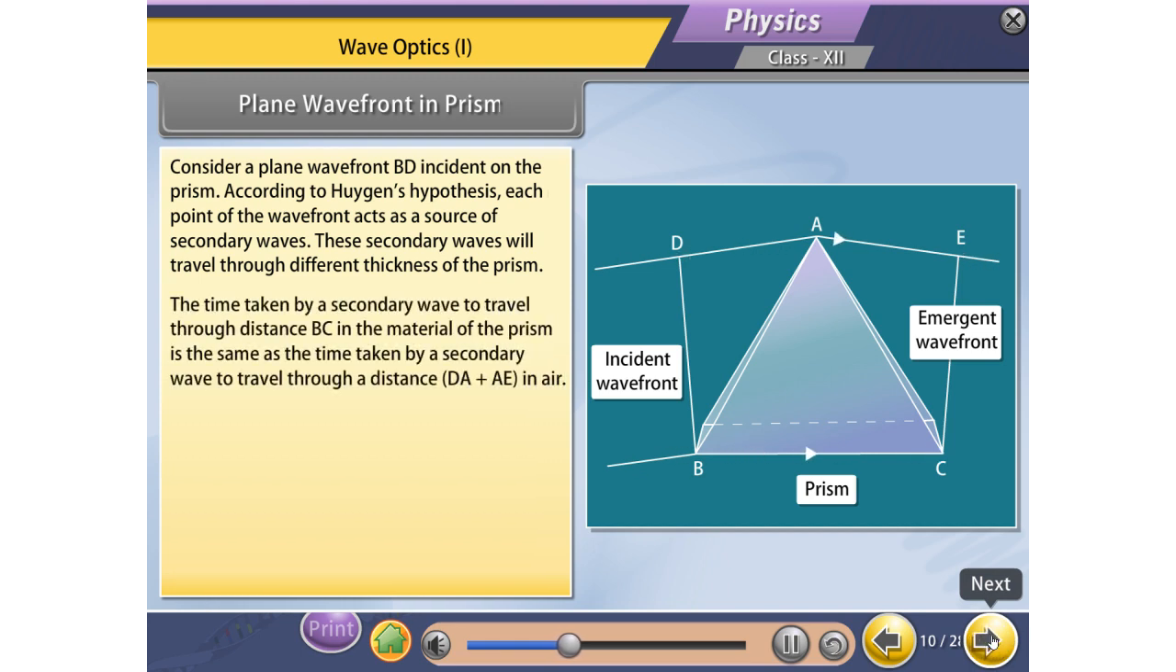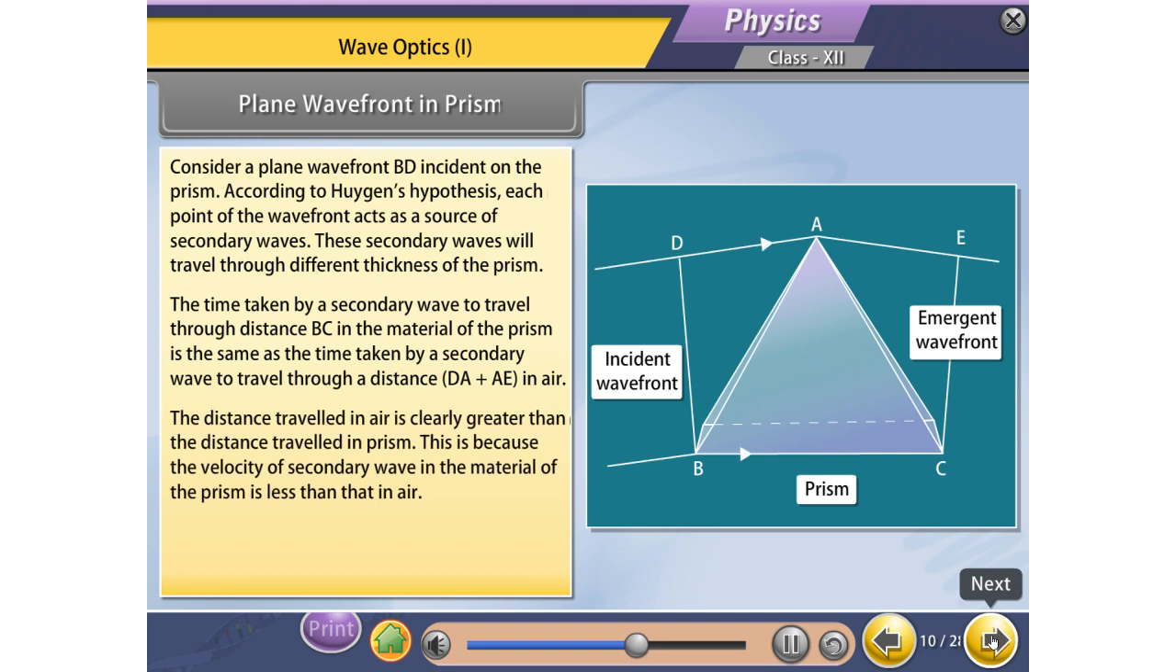The time taken by a secondary wave to travel through distance BC in the material of the prism is the same as the time taken by a secondary wave to travel through a distance dA plus AE in air. The distance traveled in air is clearly greater than the distance traveled in prism. This is because the velocity of secondary wave in the material of the prism is less than that in air.